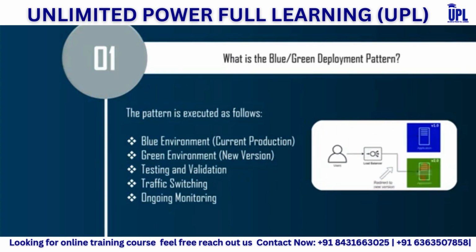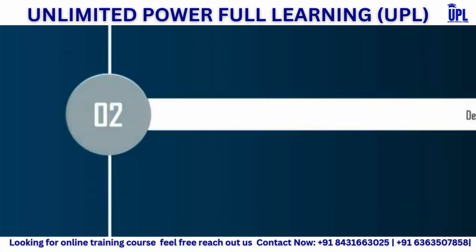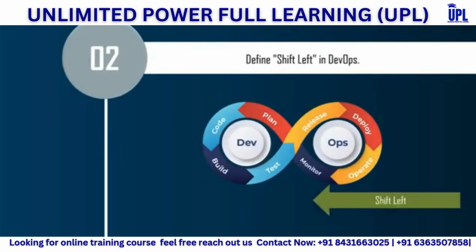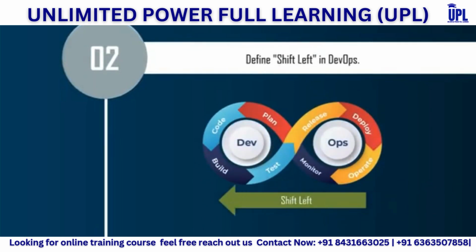And the second question is, define shift left in DevOps. Shift left in DevOps refers to the practice of moving activities such as testing, validation, and quality assurance earlier in the software development process. Rather than conducting these activities mostly in the later stages or during deployment, shift left advocates starting them as early as possible in the development lifecycle.